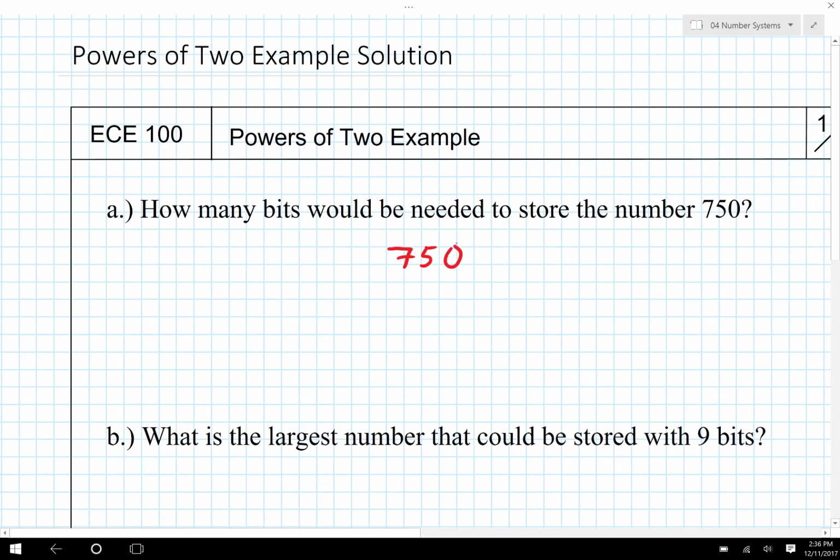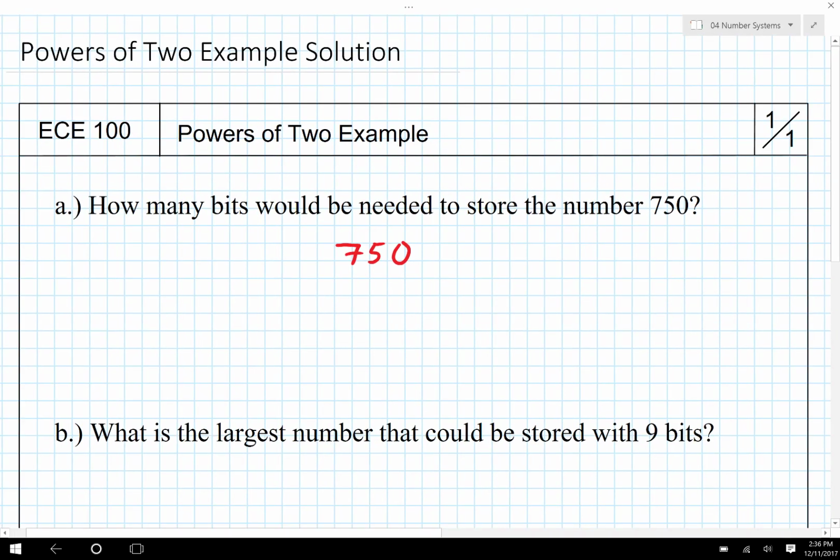So I'll put 750 here in the middle, and then I think about what numbers would be on either side of 750. Well, I think 750 is probably going to be in between 512, which is a power of 2, and 1024, which is also a power of 2. And so I know that if I need a number 750 to be represented, it will need more bits than the number of bits that can be used to store 512, but it will need no more bits than the number that would be used to store 1024.